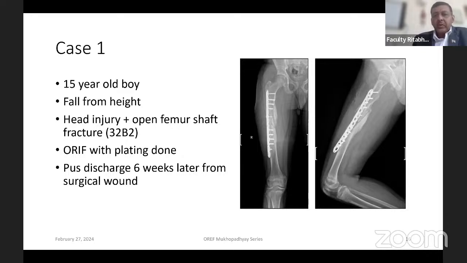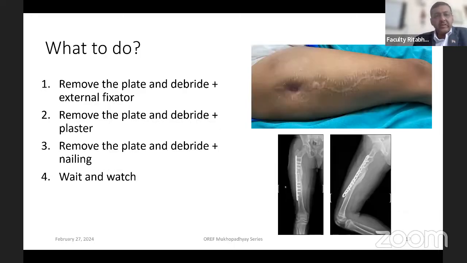So the question is what to do. There was a sinus, as you can see, and there was active pus discharge. Remove the plate, debride the bone, put an X-fix as a temporizing measure. Remove the plate, debride the bone, put a plaster as a temporizing measure. Remove the plate, debride the bone, and go ahead and do a nailing, or wait and watch. This is 6 weeks. So what I did was wait and watch.